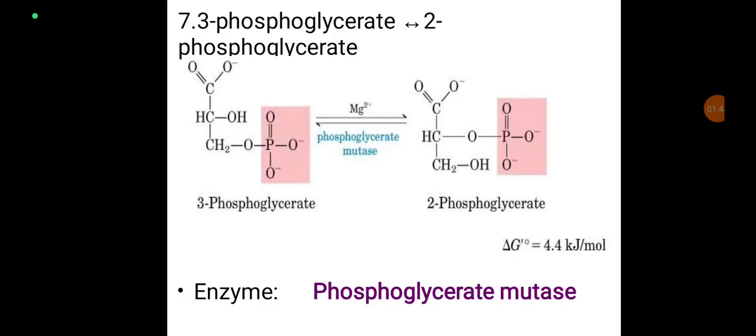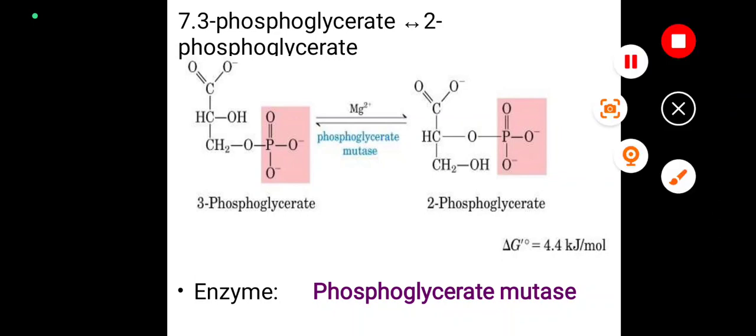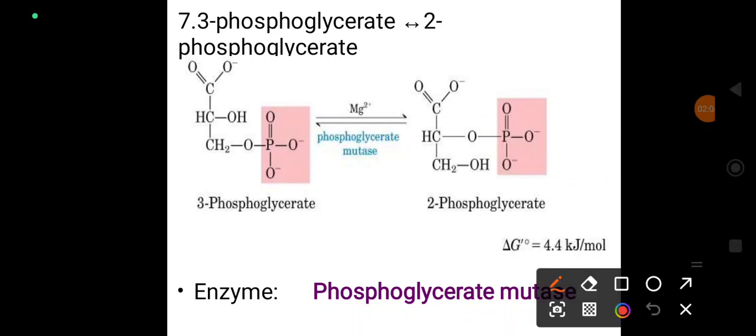Now about the steps 7, 8 and 9. So the 7th step is this 3-phosphoglycerate by the enzyme phosphoglycerate mutase gives you 2-phosphoglycerate. This third position has a phosphate group, which is shifted to the second position, so it is 2-phosphoglycerate. The enzyme is phosphoglycerate mutase in the presence of magnesium ions, and this reaction is reversible.